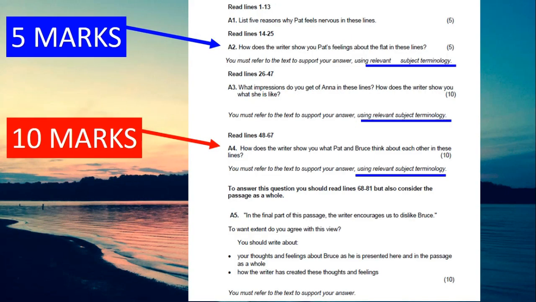Okay, so questions 2 and 4 on this exam are how questions. This is when we're analysing the writer's method. You'll see question number 2: how does the writer show Pat's feelings? That's 5 marks. And the 10 mark one is how does the writer show what Pat and Bruce think about each other? You'll notice it says use relevant subject terminology.